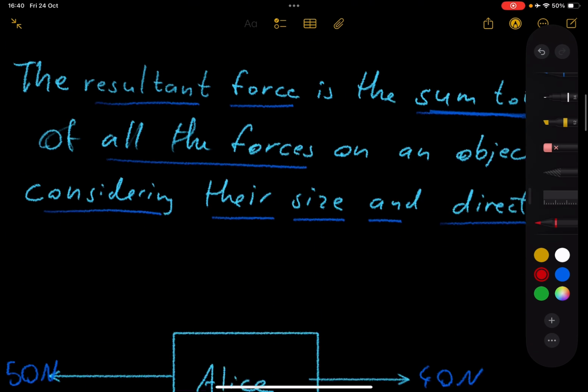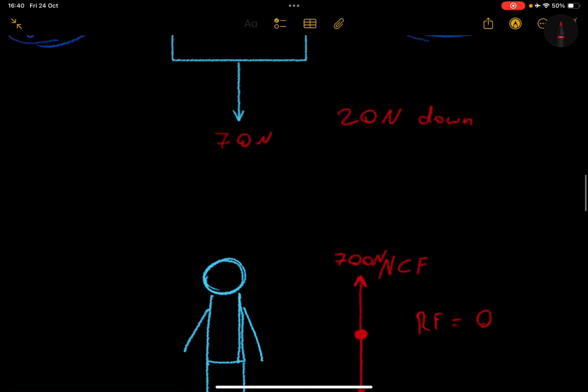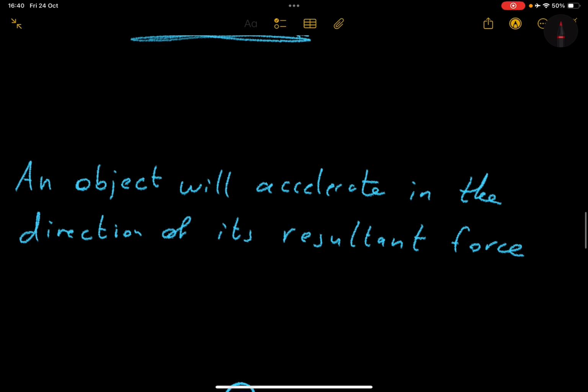The main things are: the resultant force is the sum total of all the forces on an object, considering their size and direction, and an object will accelerate in the direction of its resultant force.